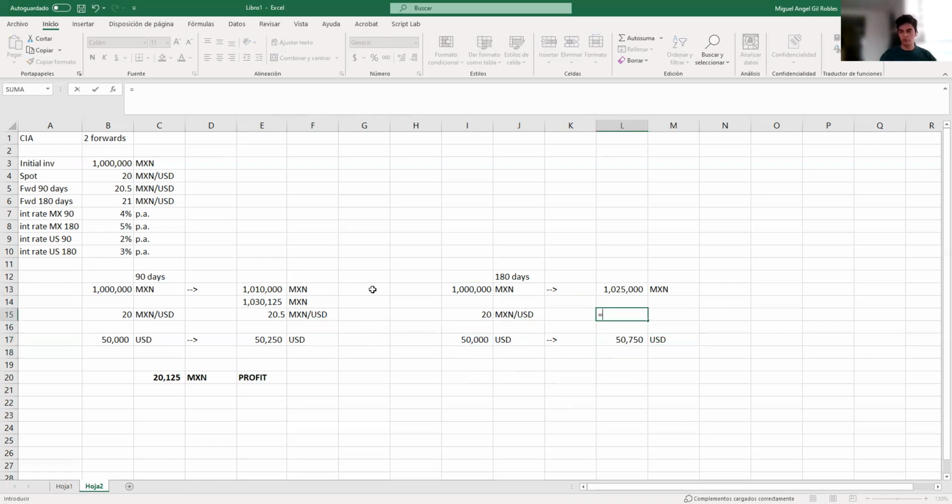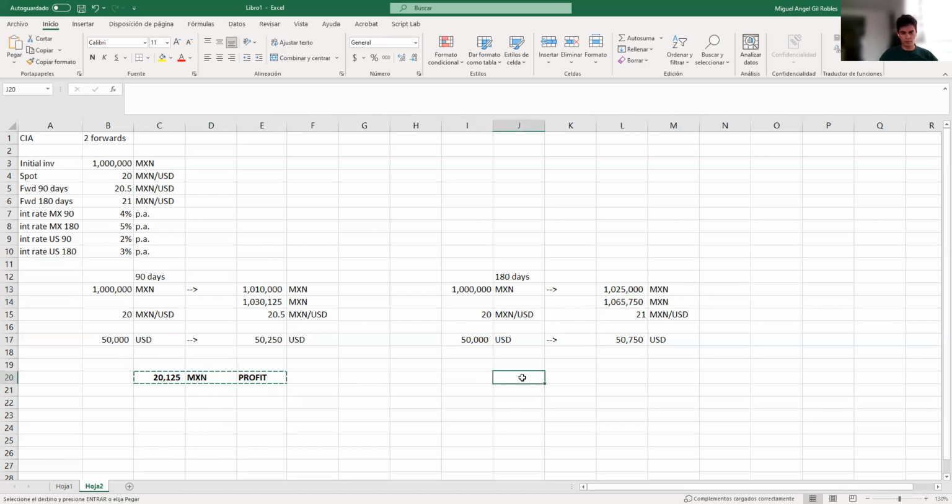Then I have to use the right forward. So again, we have two forwards. The right forward is this one, 180 at 21. So it will be like this. And then I need to multiply this times this. And finally, I will just copy it from here. Let's see if I get a profit. I have a higher profit, okay?